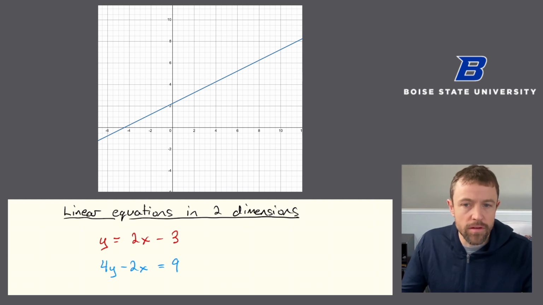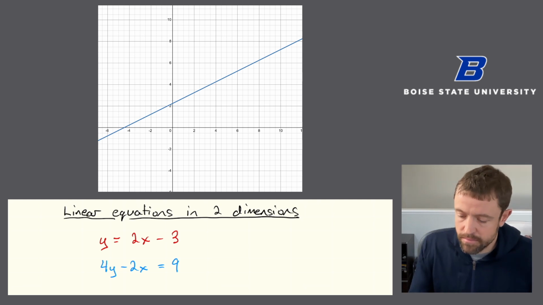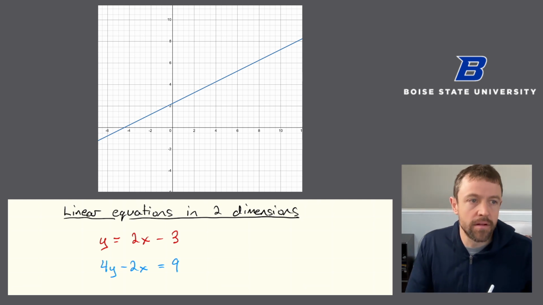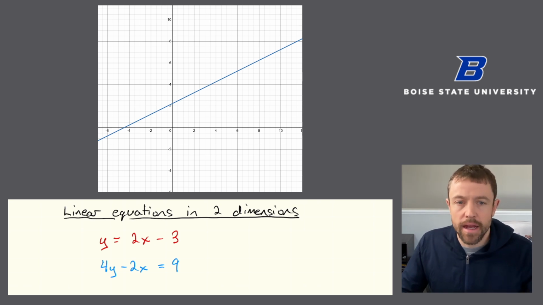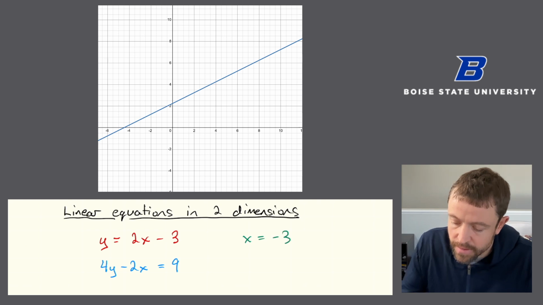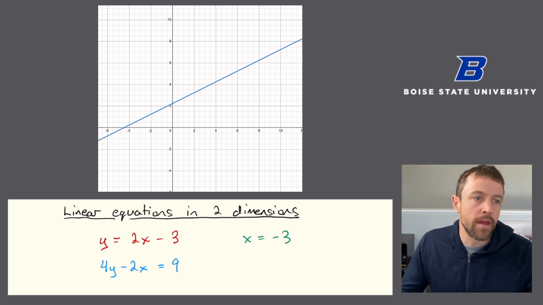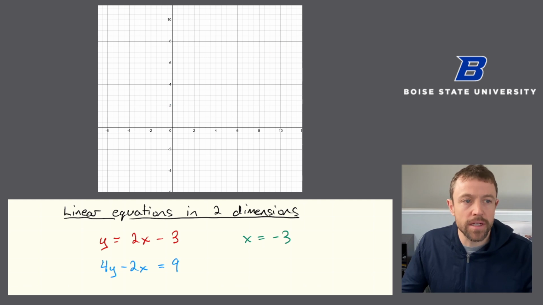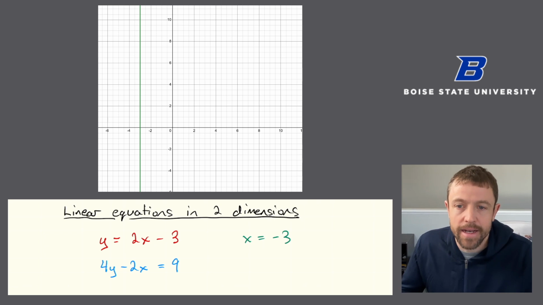But there's a third example that I want to give that I think highlights that maybe the y equals mx plus b thing isn't a great way to write linear systems. So what about this equation? x equals minus 3. So you may recall when we have an equation like x equals minus 3, that's going to be a vertical line where all the points have x-coordinate -3. But this is still a line, and this still counts as a linear equation.